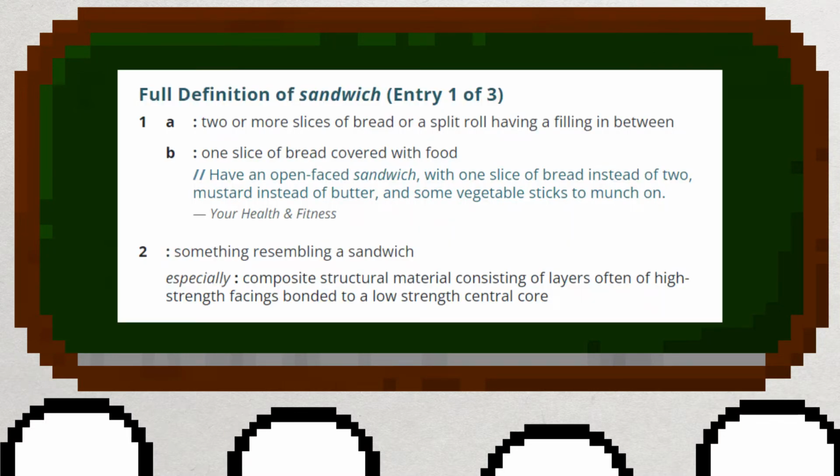Two or more slices of bread or a split roll having a filling in between them, or one slice of bread covered with food, or something resembling a sandwich. While this definition does now include open-faced sandwiches and indeed hot dogs, it still discriminates on the basis that bread must be included. In my opinion, the second part of this definition, while certainly hardly a definition at all, is much more inclusive of sandwiches.